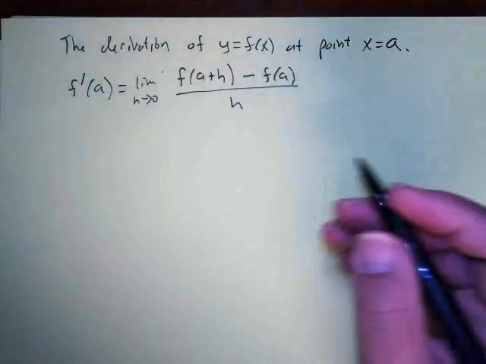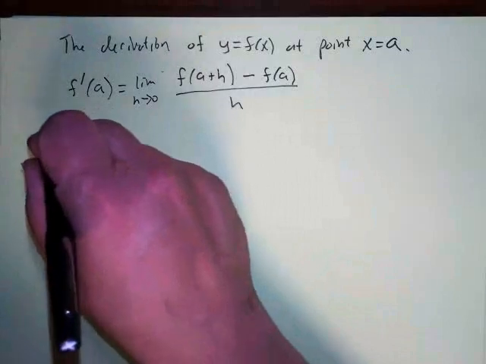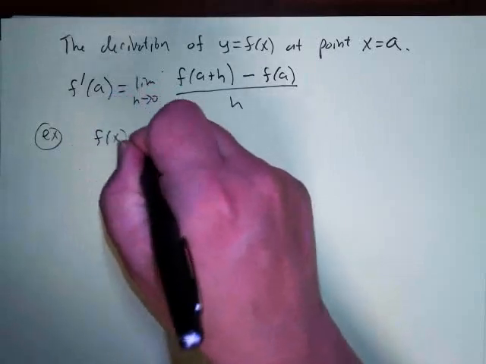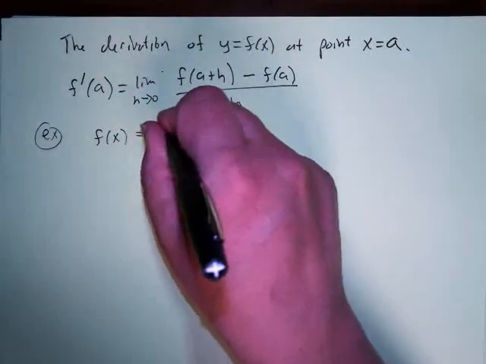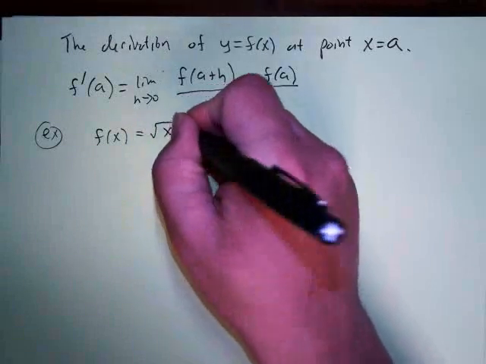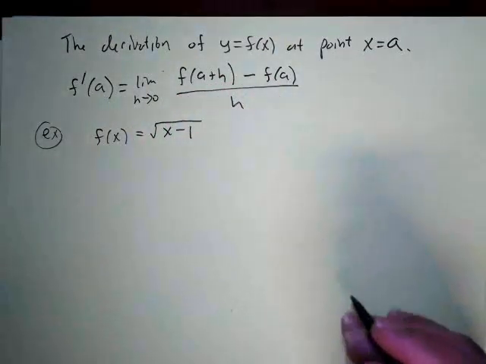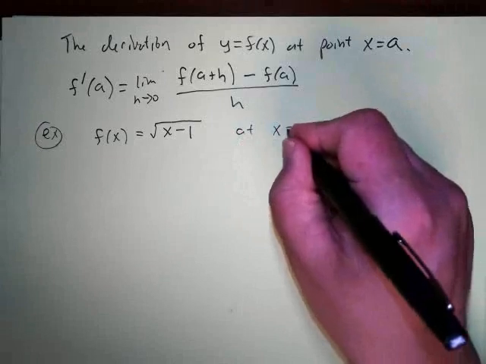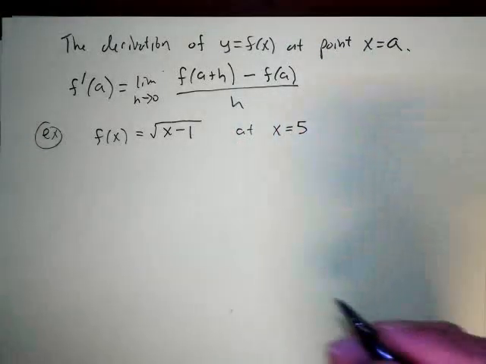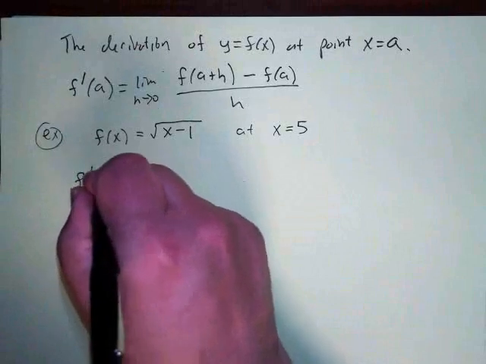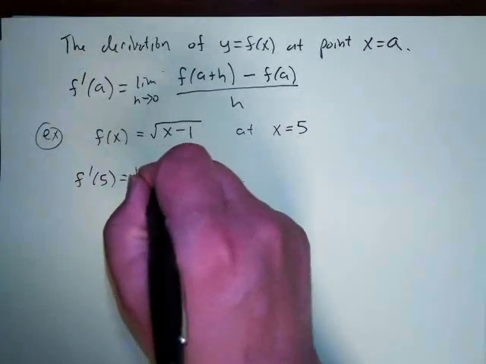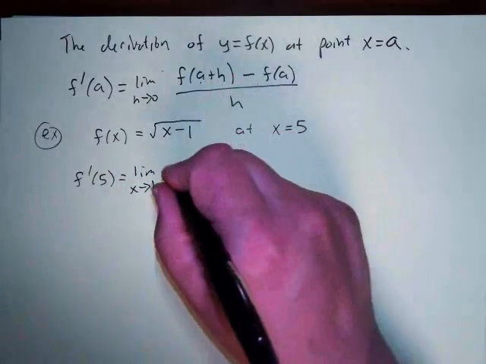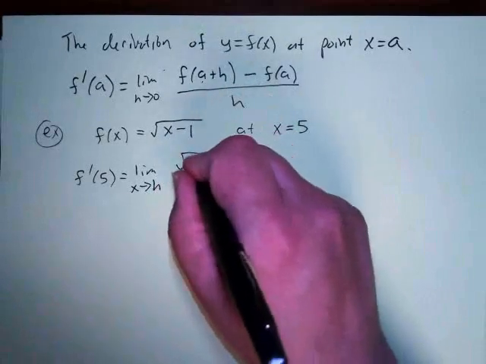Okay? And so let me go ahead and do an example of this. Let's say f of x was equal to the square root of x minus 1. And we want to find the derivative. We want to do this at x equals 5, let's say. So then I'm going to find the derivative at 5, and this would be the limit as h goes to 0, and then I'm going to have 5 plus h. The square root, this will be the square root of 5 plus h.